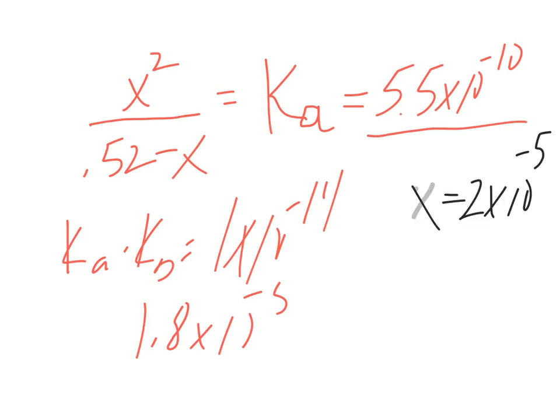Graphing this in my calculator, I found out that X equals 2 times 10 to the minus 5. And if you look back to the ICE chart, I believe X represents the concentration of hydronium. So therefore, the negative log of 2 times 10 to the minus 5 should tell us the pH. And the pH is about 4.7.